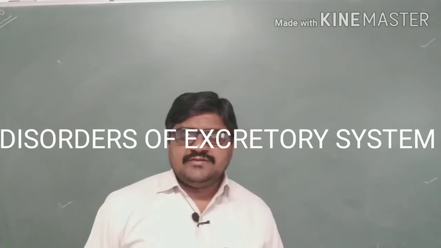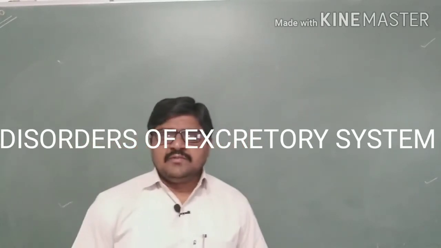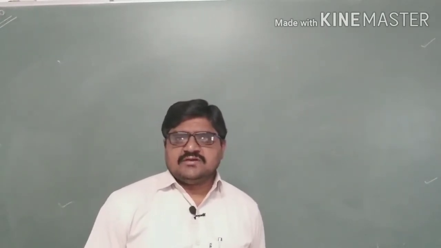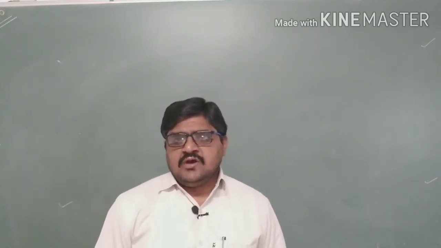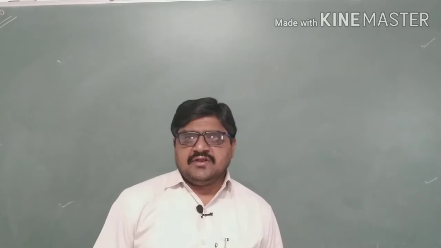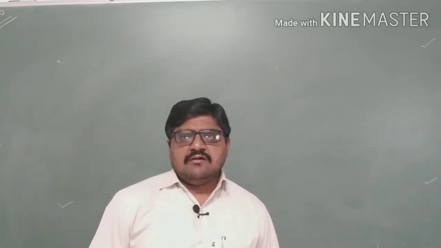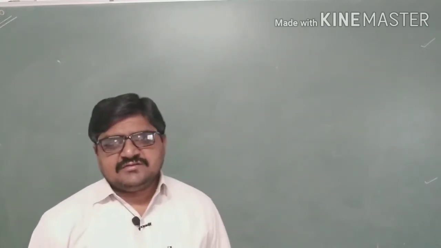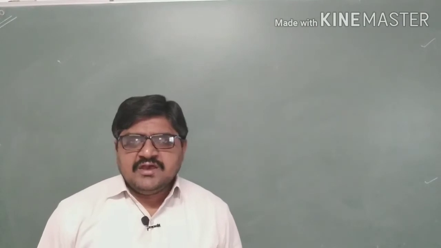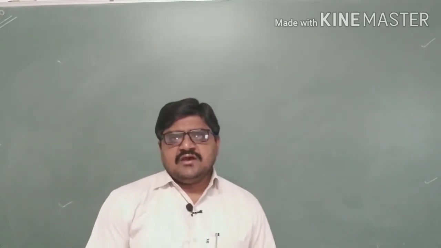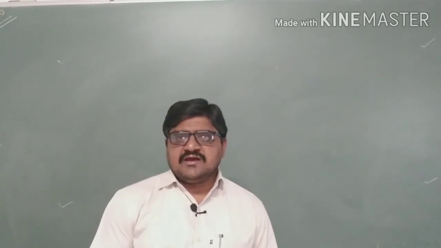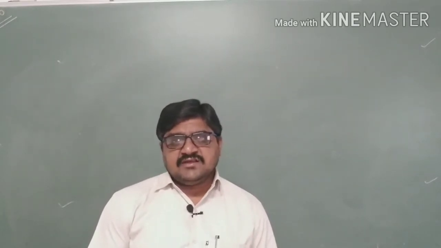Good morning, students. In the last class, we discussed the mechanism of urine formation and also the regulation of kidney functions. The mechanism of urine formation takes place in the loop of Henle, which is a U-shaped tube consisting of a descending as well as an ascending limb.